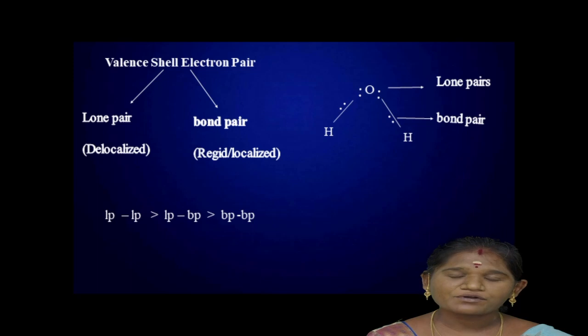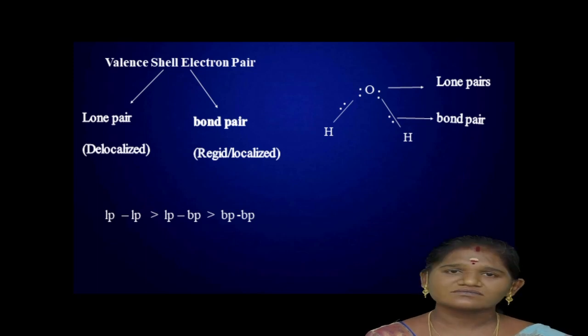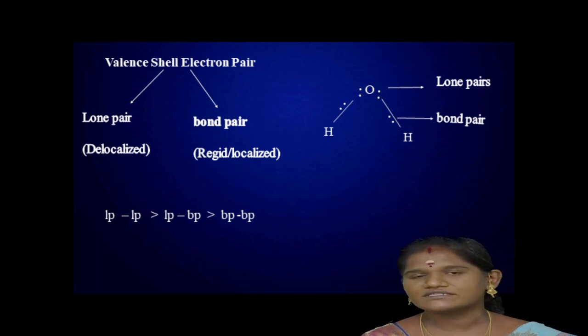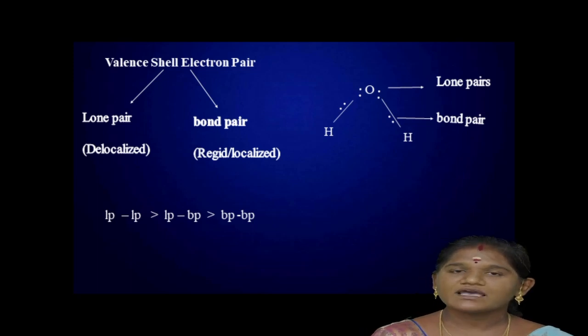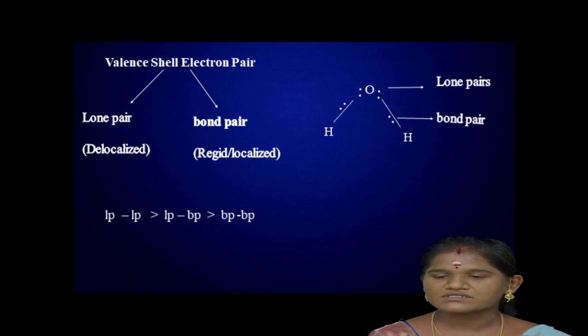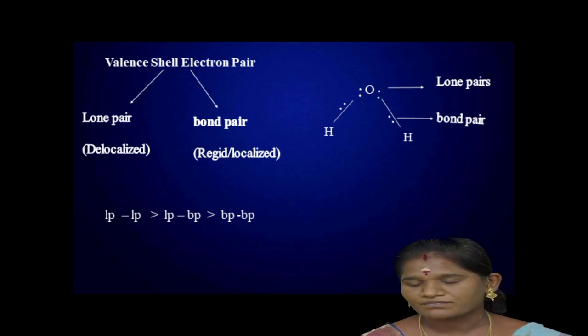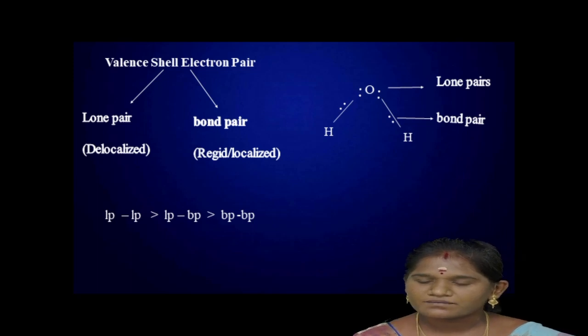The bonding electron pairs are rigid and localized, but lone pairs of electrons are delocalized. I will explain this localization and delocalization concept with an example. Consider the water molecule, oxygen having 6 valence electrons. Out of 6 electrons, 2 will be used in bond formation with 2 different hydrogen atoms. So these are bonding electrons. These two are the bonding electron pairs.